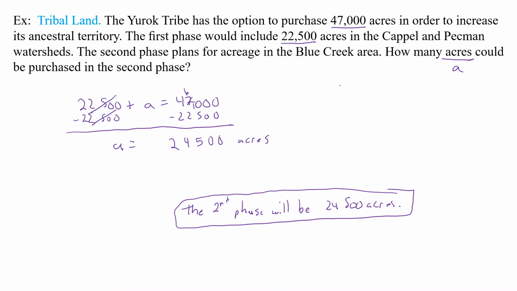And how do we check it? Well, we plug in that value for A, so we have 22,500 plus 24,500, and that had better be 47,000. Well, again, I'm going to line them up top to bottom so I don't mess up. So 0 and 0, 0, 0, 0. 5 and 5 is 10. So that's a 0 here. Carry 1, 4, 5, 6, 7. 2 plus 2 is 4. 47,000 equals 47,000. So our check works. So the second phase will be 24,500 acres that they have to purchase. All right, so that's all the extra examples I have for this section.